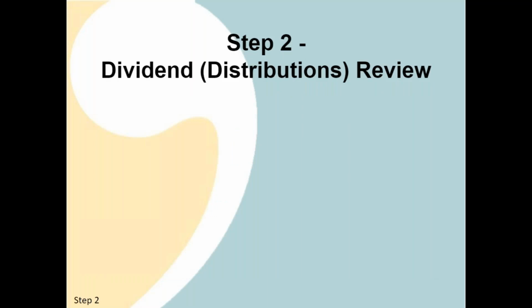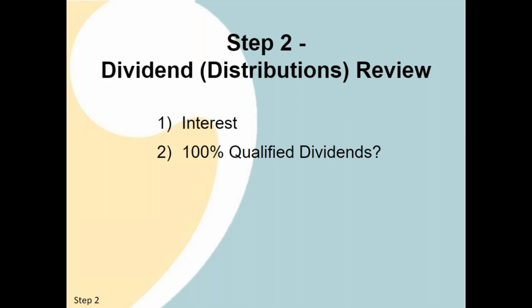There are 4 different things you need to do during this step. First, you need to check that the interest entries shown in bivio agree with what your broker shows on the 1099 INT. Second, you need to make sure you've identified the investments in bivio that don't pay 100% qualified dividends.